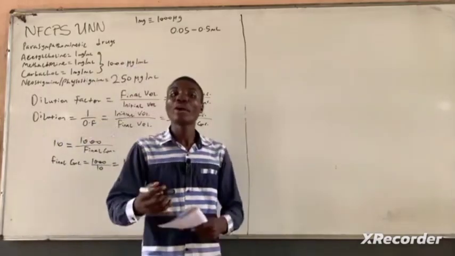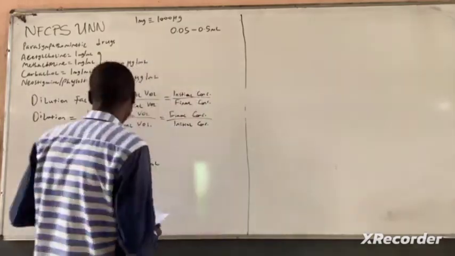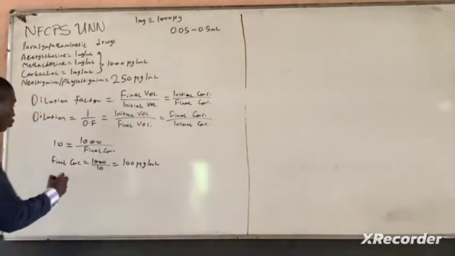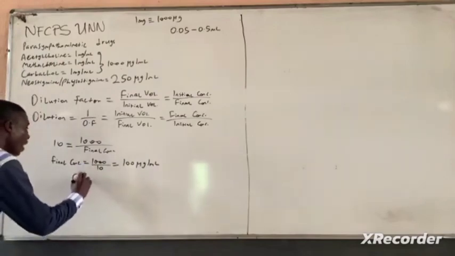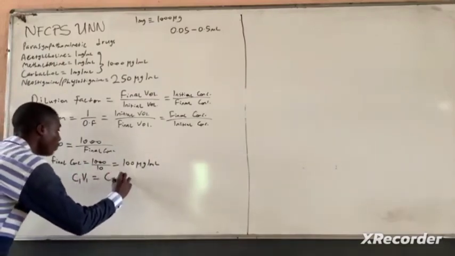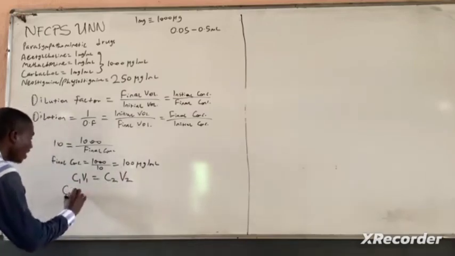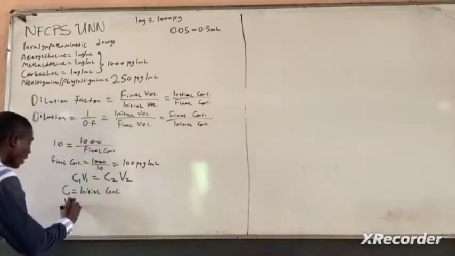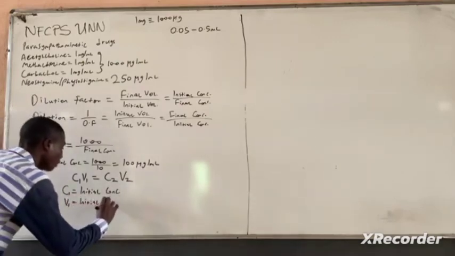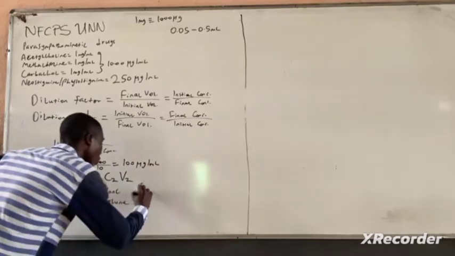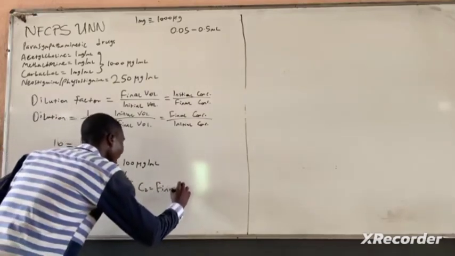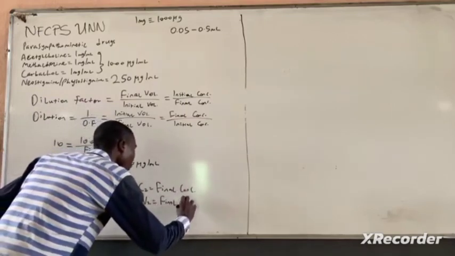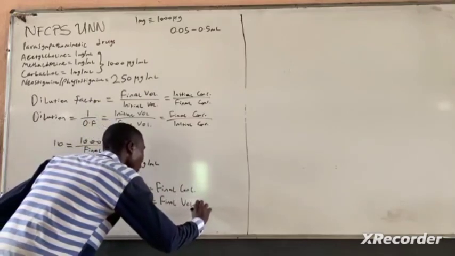Then how about your volumes? What exactly are you supposed to do about your volumes? What volumes do you use to be able to carry out this particular experiment? Now you can use the dilution formula to get the volumes you should use. In dilution formula, what we have there is C1 V1 equal to C2 V2. Now what is C1? C1 is the initial concentration. Our V1 is the initial volume, and then our C2 is the final concentration, and our V2 is the final volume.